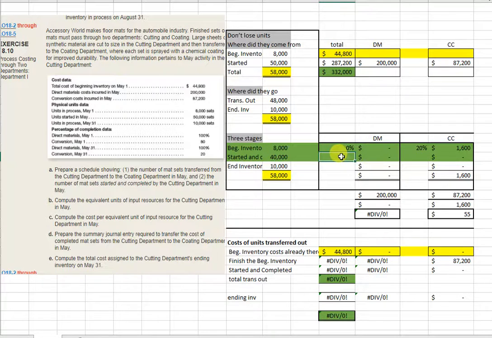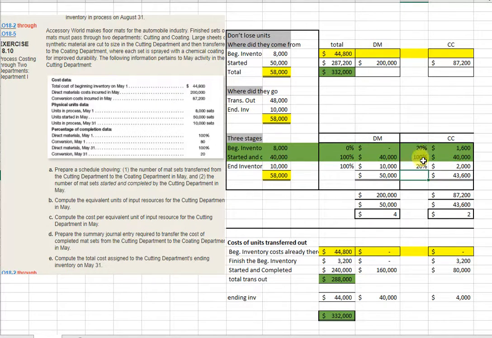If I start something and finish it, I did 100% of the work on it. So that's always going to be 100%. My ending inventory, remember, I want what I did this period. So this period, if they're 100% done to materials, I must have done it all this period. And if they're 20% as done to conversion costs, these are also 20%. Don't get these mixed up.